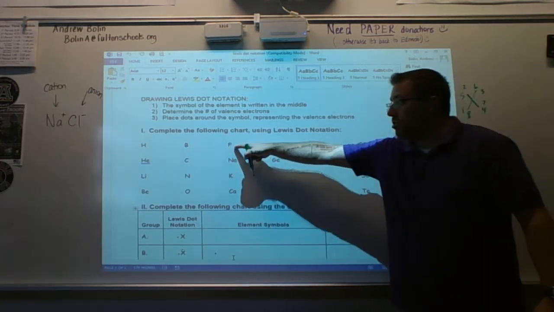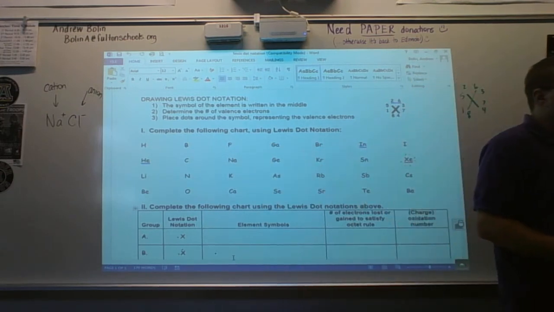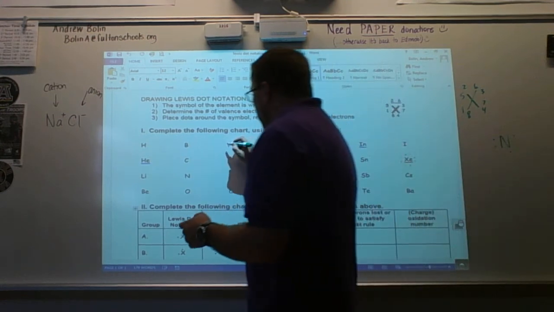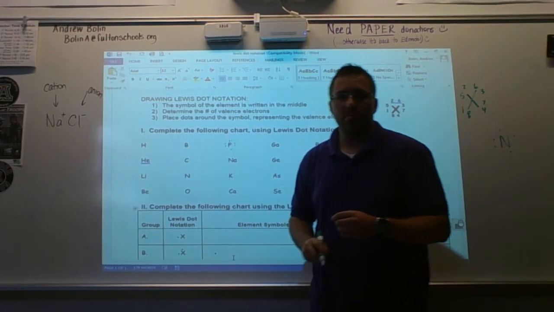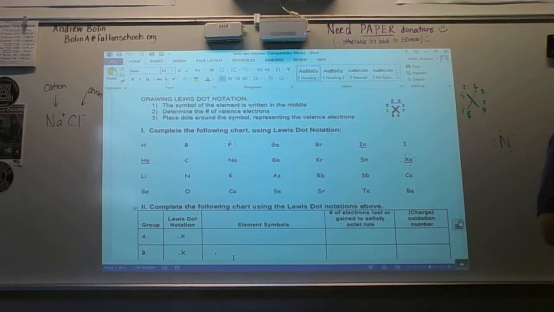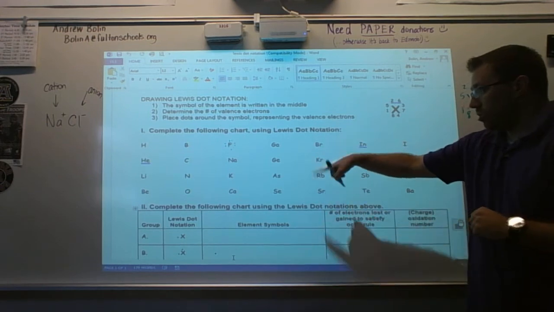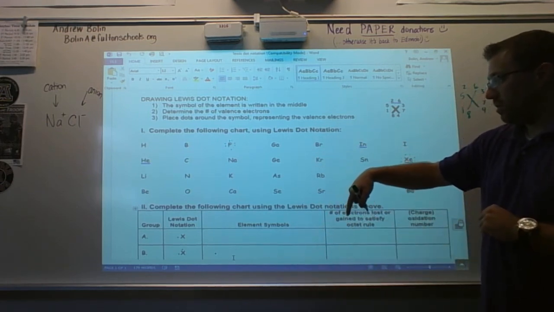So the next one, let's do fluorine. Fluorine has how many? 7. So we place those. 1, 2, 3, 4, 5, 6, and 7. All it is, is just picking a starting point. Doesn't matter where you start.